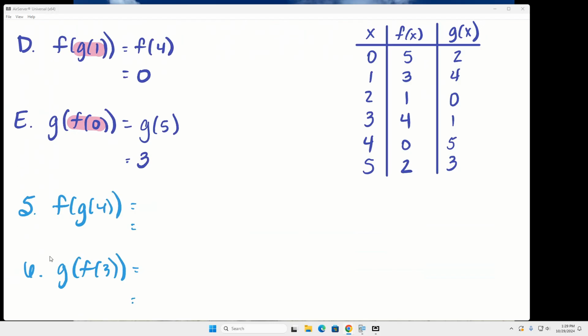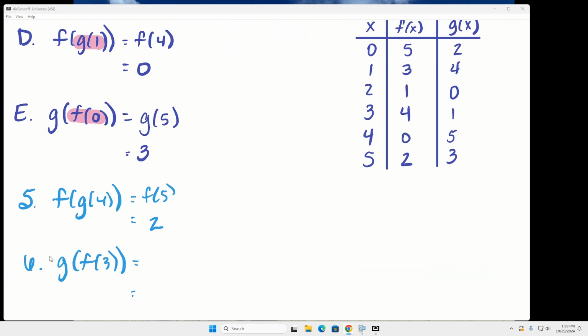All right, what did you get for number 5? Two? It's 2, I'm pretty sure. All right, so g of 4 is 5, and then f of 5 is 2. All right, what about 6? Did you get 5? Okay, so f of 3 is 4, g of 4 is 5.